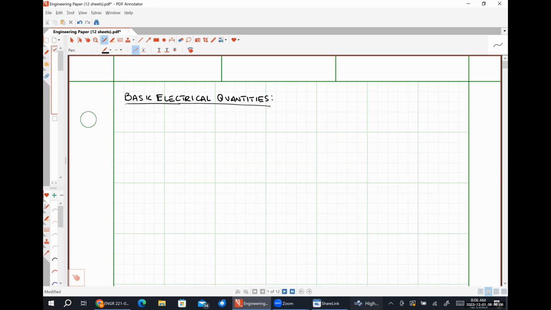So the first of the basic electrical quantities that we're going to talk about is voltage, because that's probably the thing that we're most familiar with, right? So anytime that we've ever had to change the batteries in something, we have been dealing with voltages.